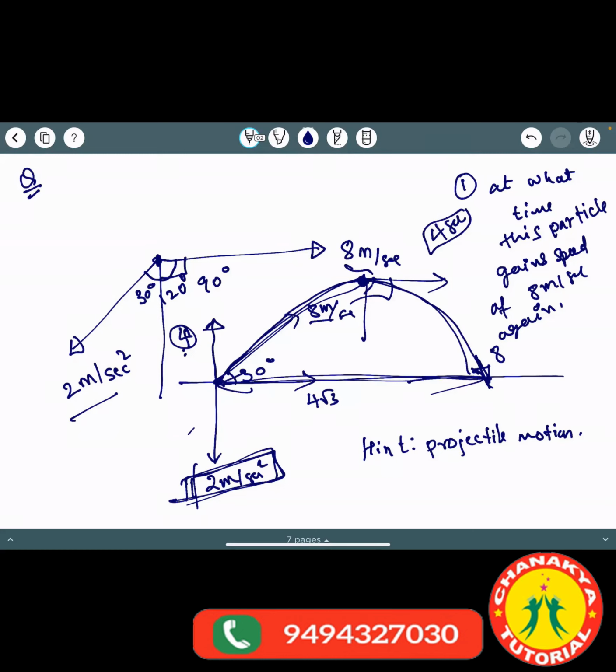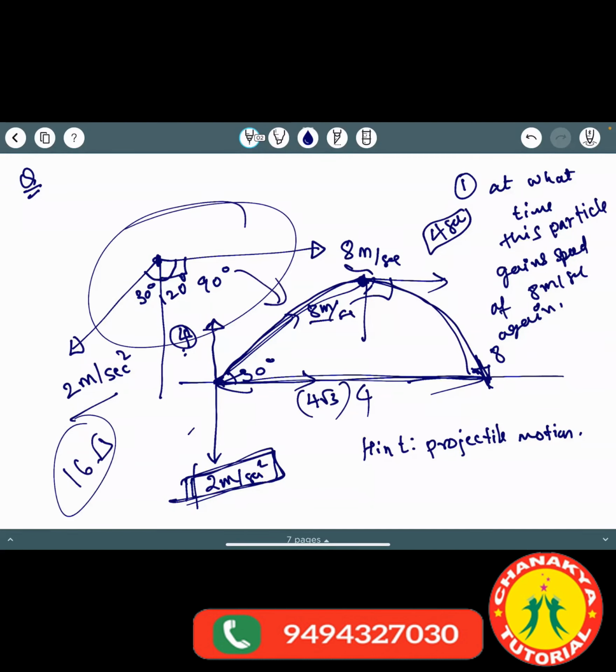4 root 8 root 3? Still 16 root 3, sir. Why are you hurrying? Tell me the correct answer. So 4 root 3 into total time, which is 4. 16 root 3. Now it is easy, but you have to think how you can convert it into a projectile.